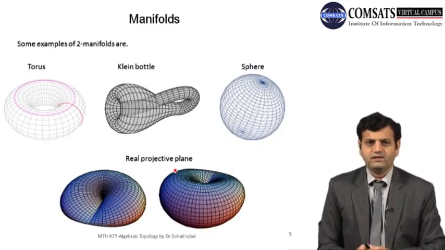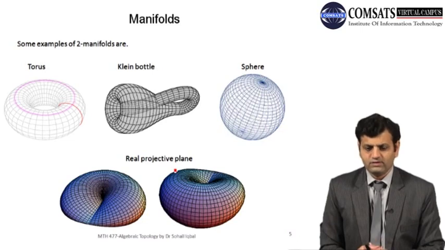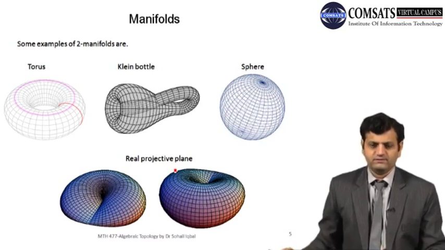Now there are many examples of manifolds around us. For example, torus, Klein bottle, sphere, real projective plane, etc. In particular, these are all examples of 2-manifolds because these are two-dimensional spaces.